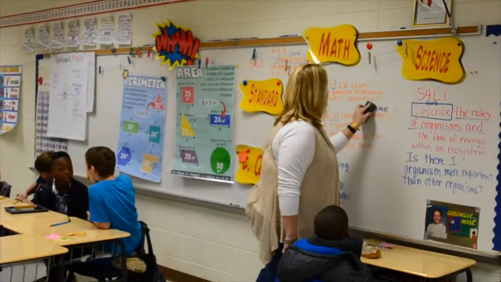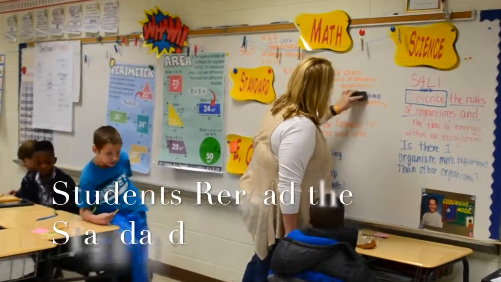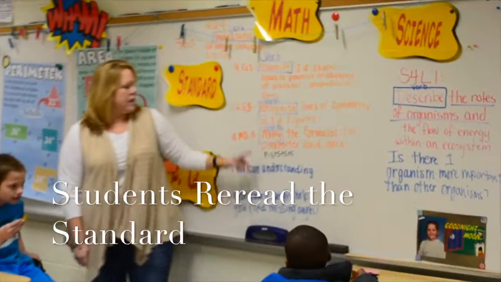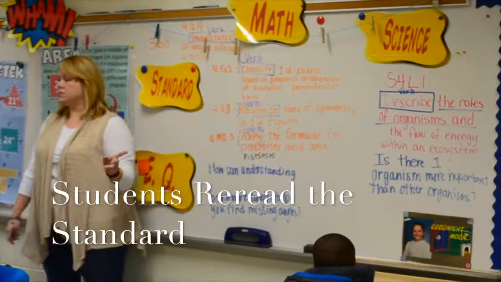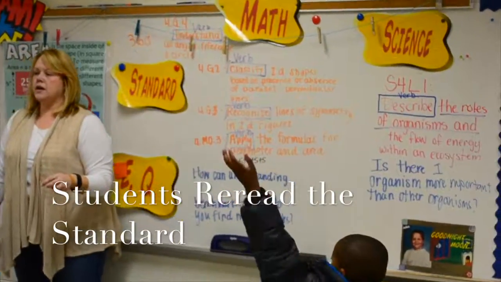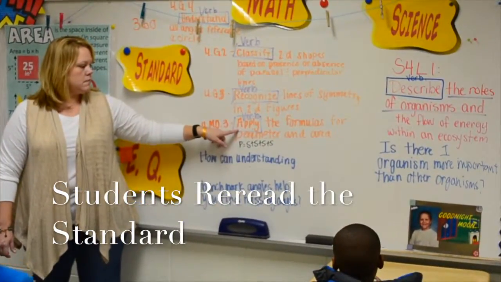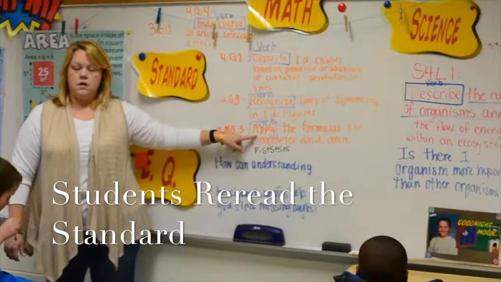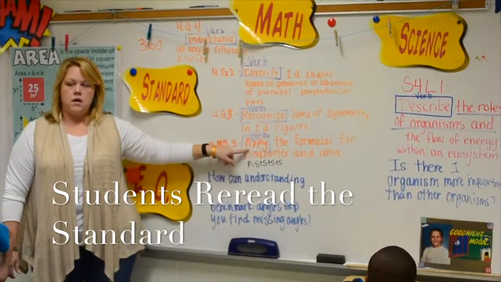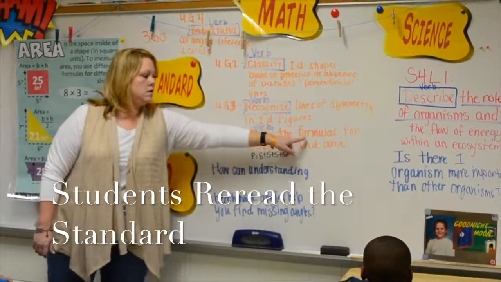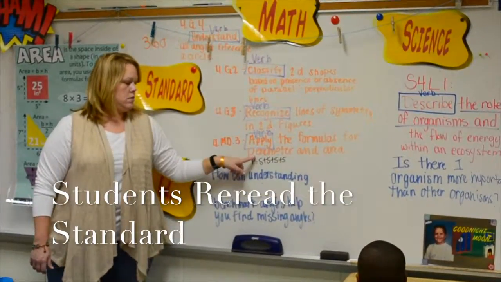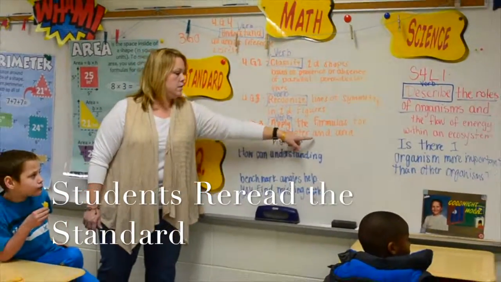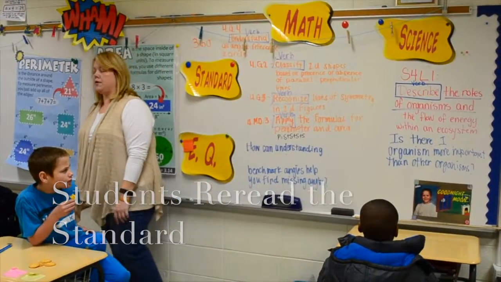Now the first standard that we are going to talk about today is our standard for perimeter and area. And let's read it. Who wants to read this for me? Let's see. Gage. What's the first word? Apply. Perimeter. Good job. Apply the formulas for perimeter and area.